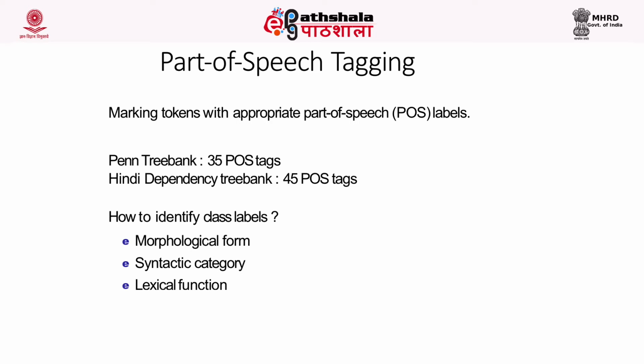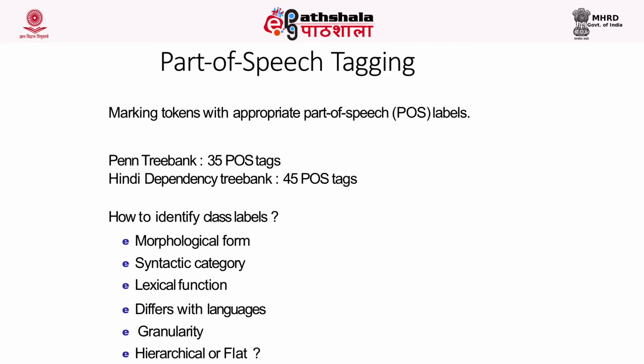A problem that is addressed in computational linguistics is how to identify the part of speech class label for each token. For example, in a sentence such as "he is sitting in the class", how would a machine automatically identify that he is a pronoun, is is an auxiliary, sitting is the verb, in is a preposition, the is a determiner, and class is a noun?